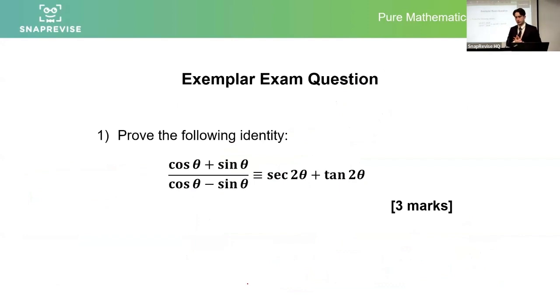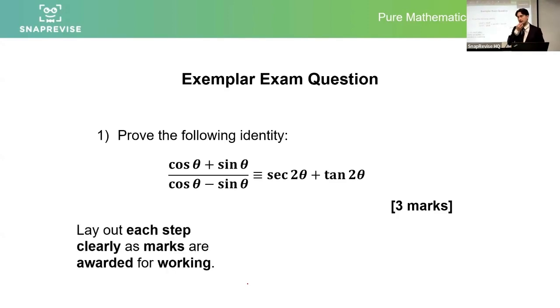So here's the question. It might be over your page. You might have already given it a go. Please feel free to. Prove that the following identity, cos theta plus sine theta over cos theta minus sine theta, is identically equal to sec 2 theta plus tan 2 theta. And when we see 3 marks, we might be thinking, I couldn't do that in 3 minutes right now. Like in an exam, I'd be really struggling for time.